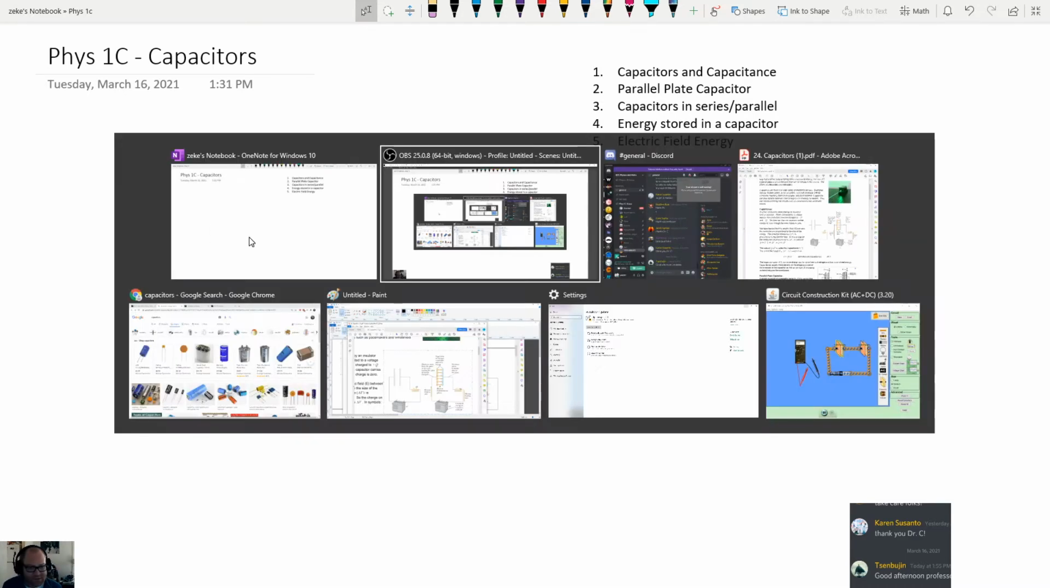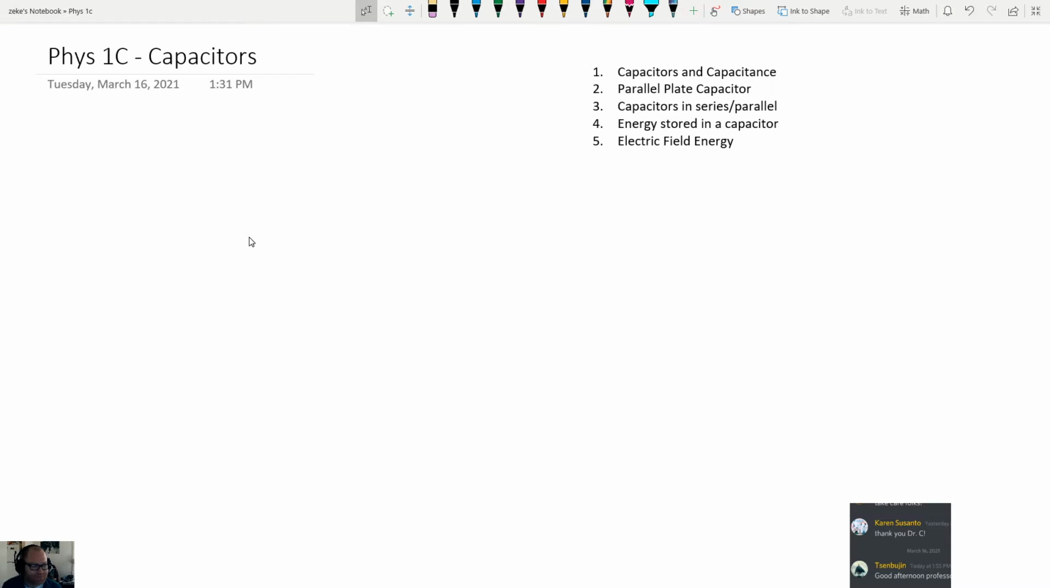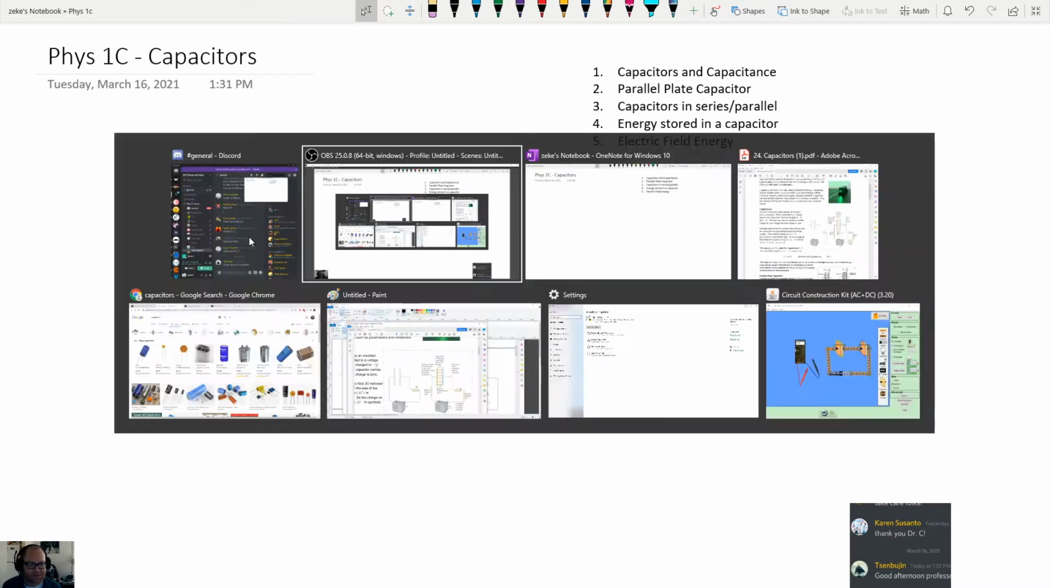So I guess the first thing to talk about is just what is a capacitor. Let me get my thing set up so I can see chat and everything.